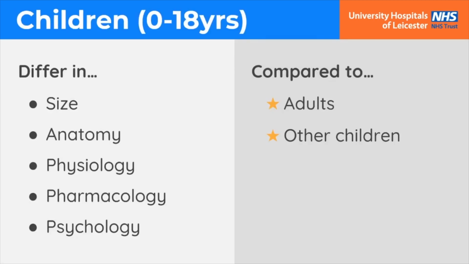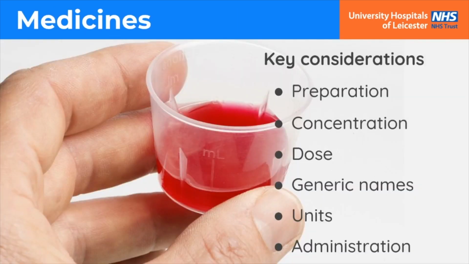So different how? Children differ in many significant areas when compared not only to adults, but also when you compare to other children at different stages of development. The neonate is different to the toddler, is different to the school-age child, for example. Children differ in size, obviously, but also anatomy, physiology, pharmacology, and crucially psychology compared to adults and other children. With that in mind, there's a number of aspects of paediatric prescribing we have to consider.